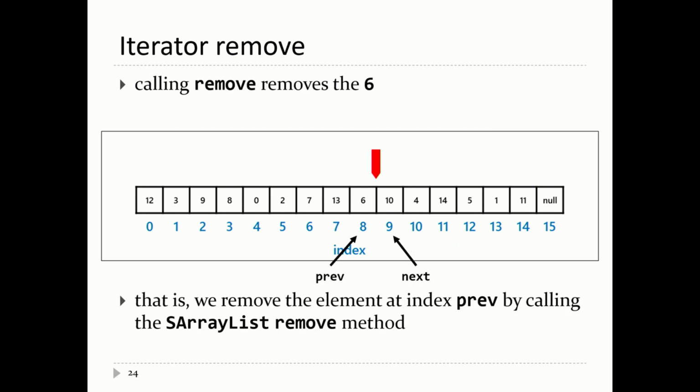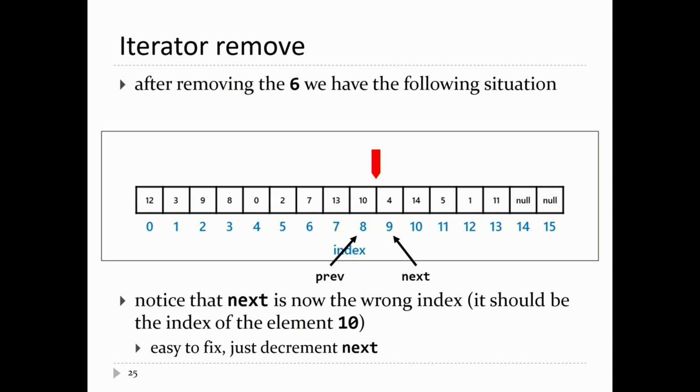Now what happens if we call remove? Calling remove on that iterator is supposed to remove the 6. So in other words, I need to remove that element there. Now this is an array-based list, so to remove that element, we're going to shuffle all of the following elements over one position to the left. So I'm going to remove the 6, and 10, 4, 14, 5, 1, 11 all move over one position to the left. So there they go.